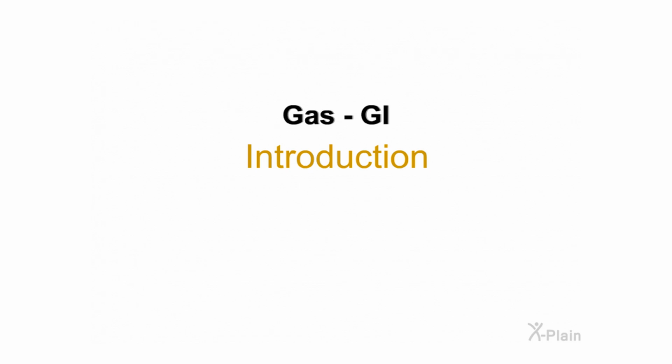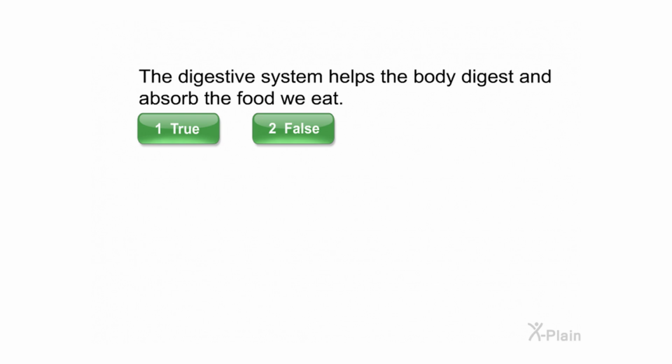Gas. GI. Introduction. The digestive system helps the body digest and absorb the food we eat. Select true or false.